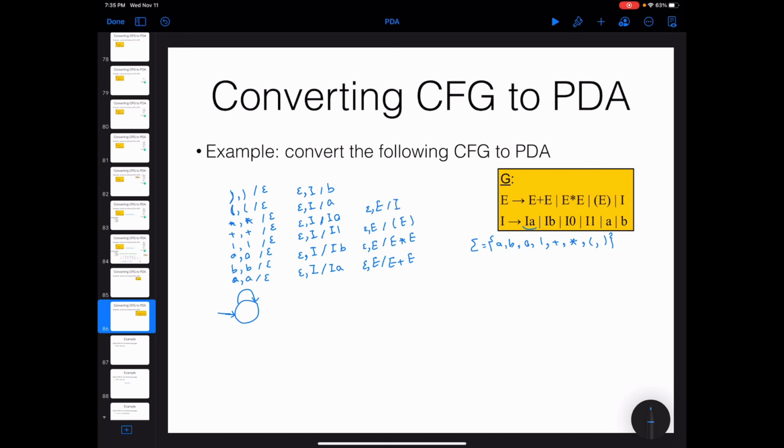So now we have created the transitions for all the rules and all the terminals. We are done. This is going to be the pushdown automata. And the starting symbol, be careful, the starting symbol is going to be E. Just to make sure that it is clear, the starting symbol is going to be E.